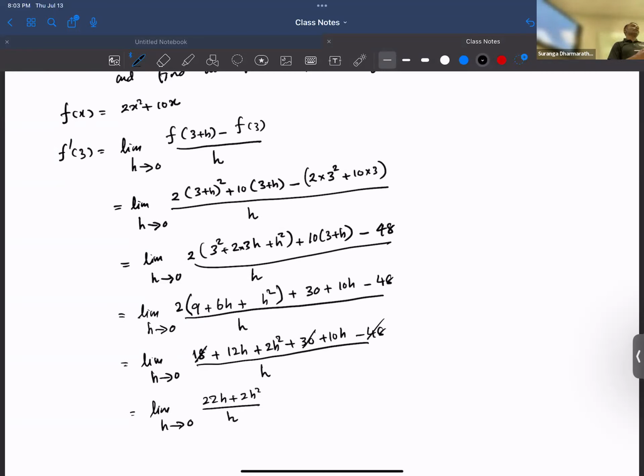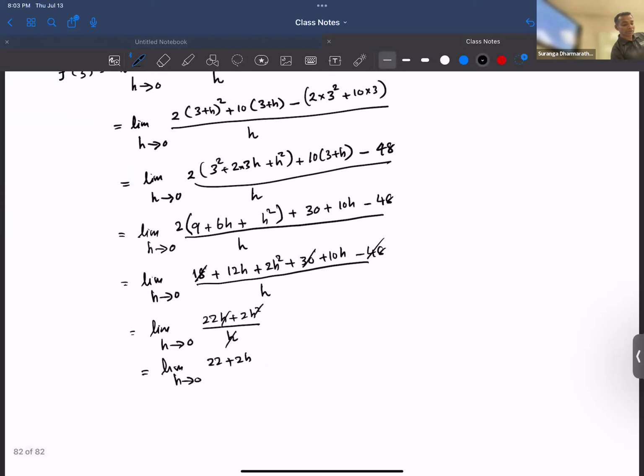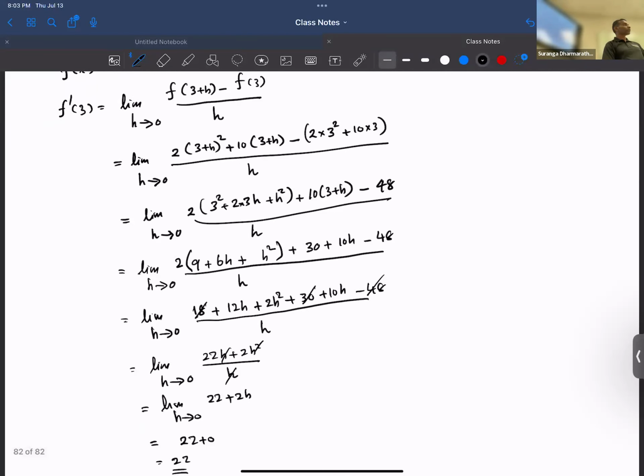Now I can take out 1h, right, from the numerator, and I can cancel that to the denominator h. So what do you have? You have limit h goes to 0, 22 plus 2h, right? The first one is a constant. You can use the summation rule or summation law. So you get 22 plus 0, that is equal to 22. Right? So f prime 3 is equal to what? 22. Right? F prime 3 is equal to 22.